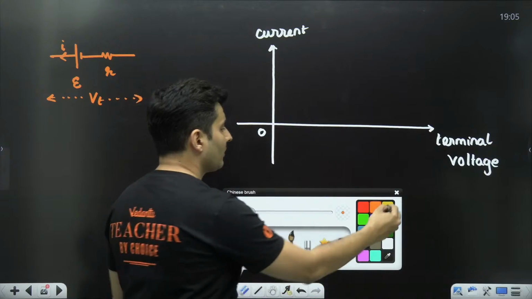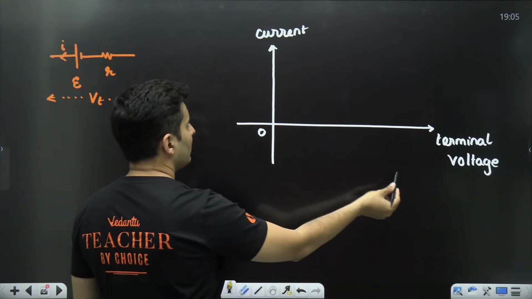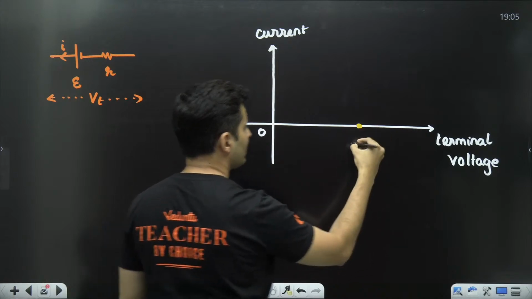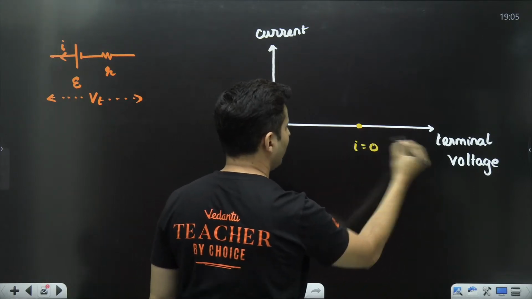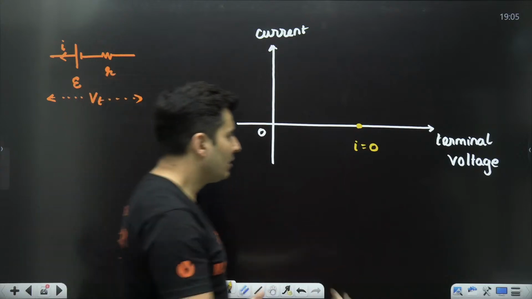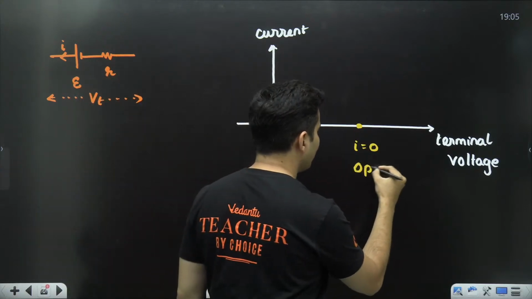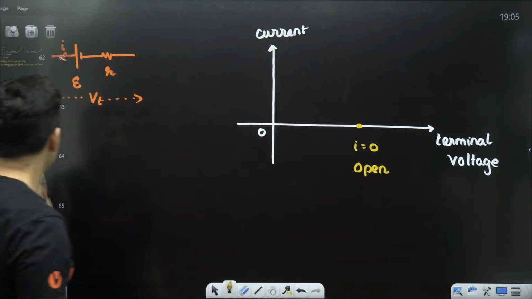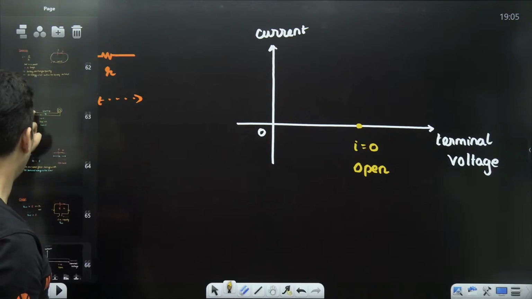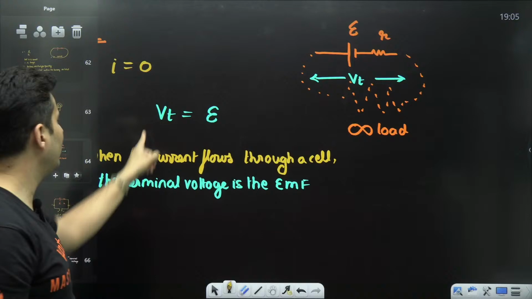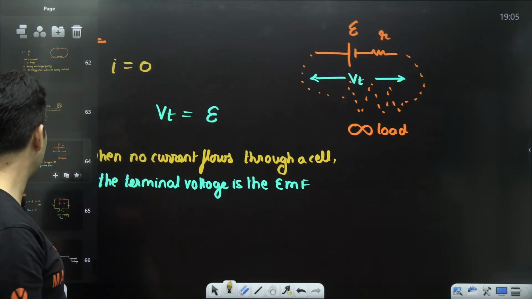Take the situation when the current is zero, like a point here. At this point, the current is zero, but there is some terminal voltage. When does this happen? No current happens when the circuit is basically open. That means nothing is connected. I just showed it to you right over here. Open circuit. Infinite resistance. Nothing is connected. No current at all. The terminal voltage is the EMF.